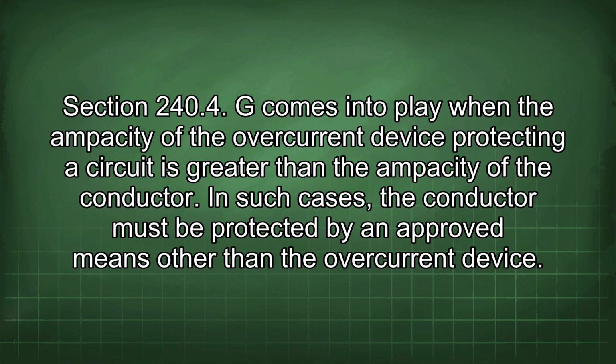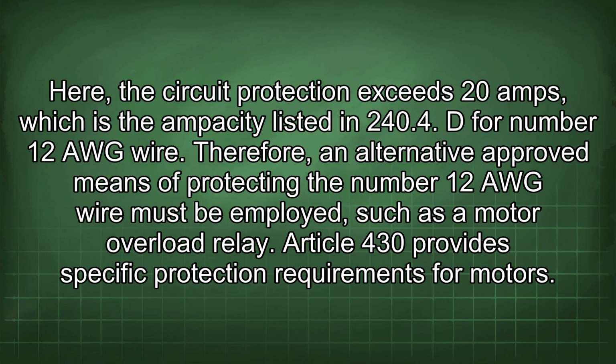Section 240.4(G) comes into play when the ampacity of the overcurrent device protecting a circuit is greater than the ampacity of the conductor. In such cases, the conductor must be protected by an approved means other than the overcurrent device. Here, the circuit protection exceeds 20 amps, which is the ampacity listed in 240.4(D) for number 12 AWG wire. Therefore, an alternative approved means of protecting the number 12 AWG wire must be employed, such as a motor overload relay. Article 430 provides specific protection requirements for motors.